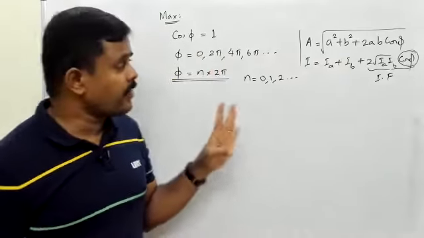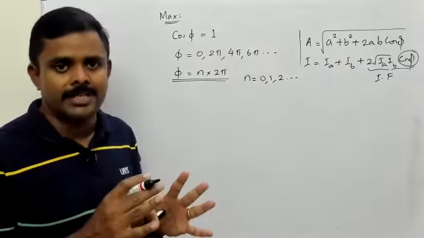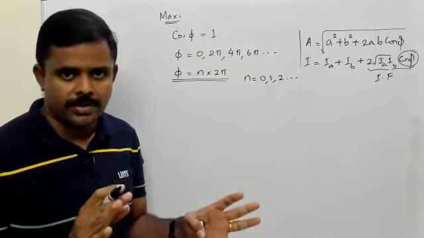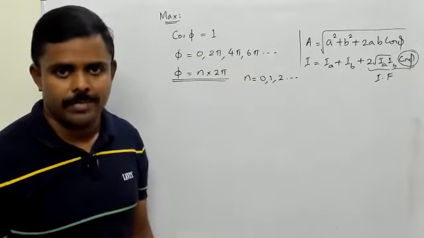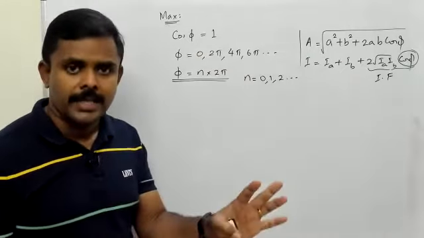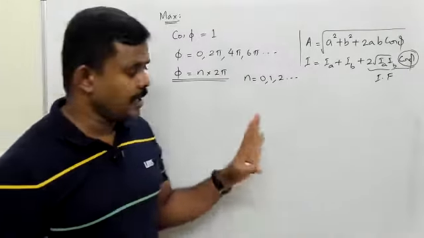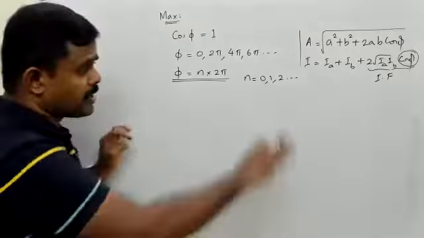Okay. So we're going to find the conditions for maximum intensity and minimum intensity. I'll tell you the physical significance of this later on, why we need maximum, why we need minimum. You're going to see a pattern in which bright bands and dark bands are present. For the moment, let's forget about those things.